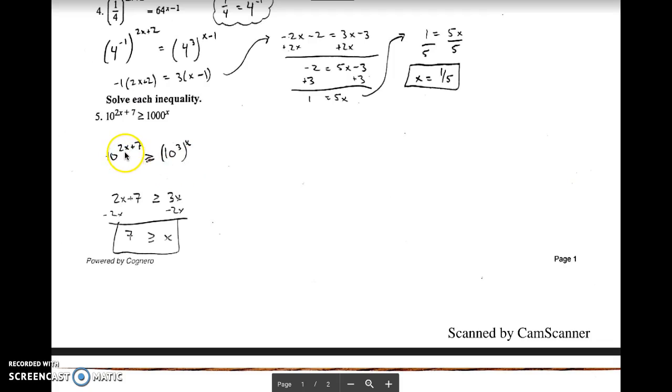We're going to just look at the exponents. 2x plus 7 is greater than or equal to 3x. We're going to move all our variables to one side, and we get the equation for the inequality. 7 is greater than or equal to x. Alternatively, you could have flipped everything around and said x is less than or equal to 7. It would mean the same thing.